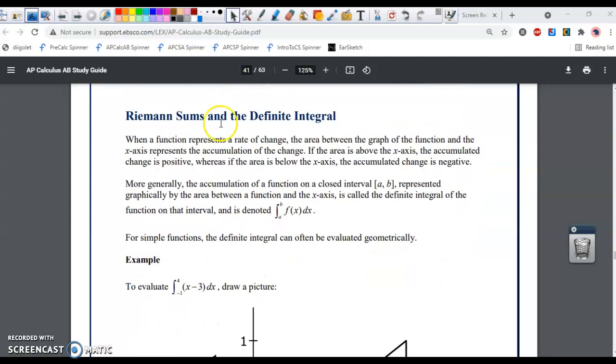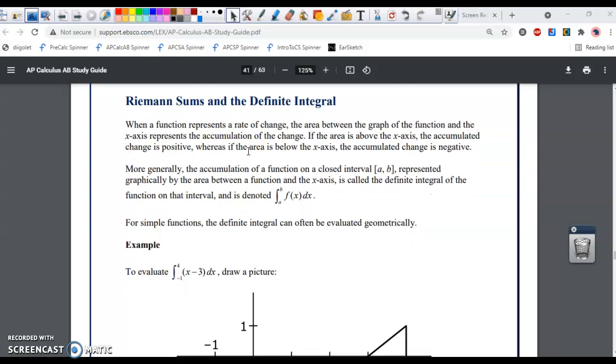So Riemann sums, remember that Riemann sums refer to the definite integral where you actually have bounds. Remember the difference between a definite integral and an indefinite integral is that a definite integral has bounds, and an indefinite integral would not have bounds, right? An indefinite integral would just be an antiderivative plus c. A definite integral, you're going to figure it out and you're going to have an answer.